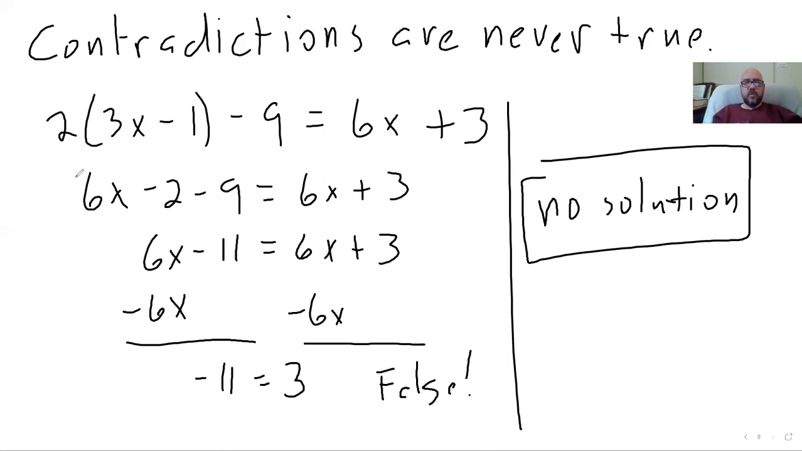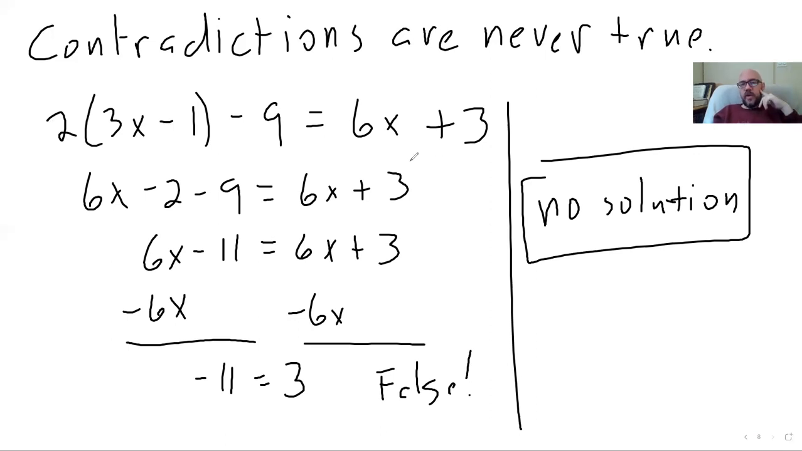It cannot be the case that 2 times 3x minus 1 minus 9, this side of the equation and this side of the equation, have the same value. It's literally impossible. Put in anything you want for x, you will always get different values on the left and right. There's no way to make this happen, or no way to make these equal.